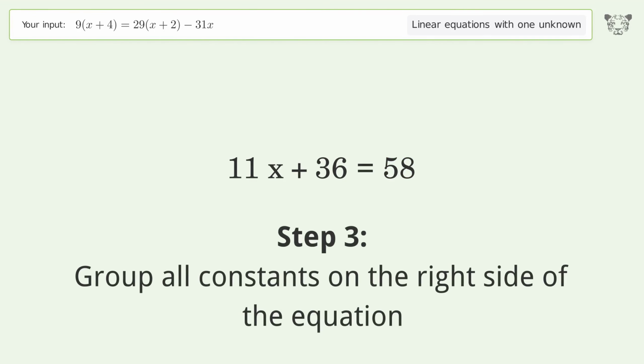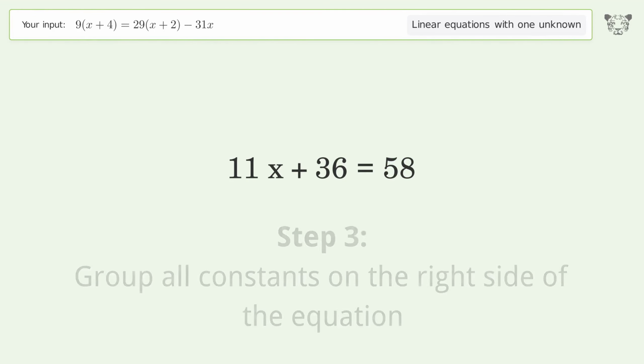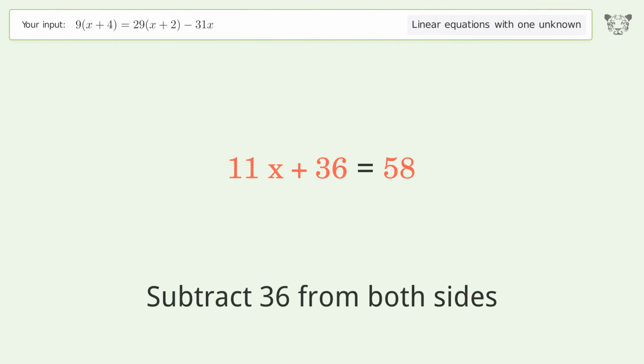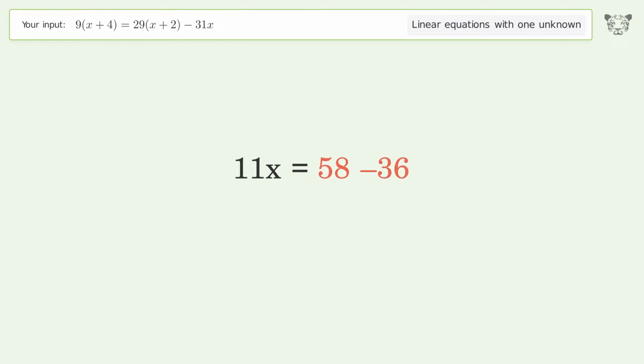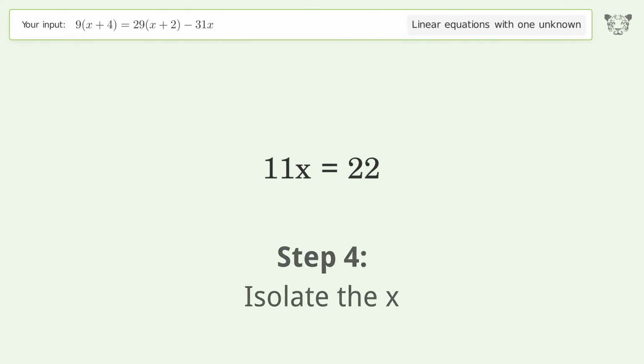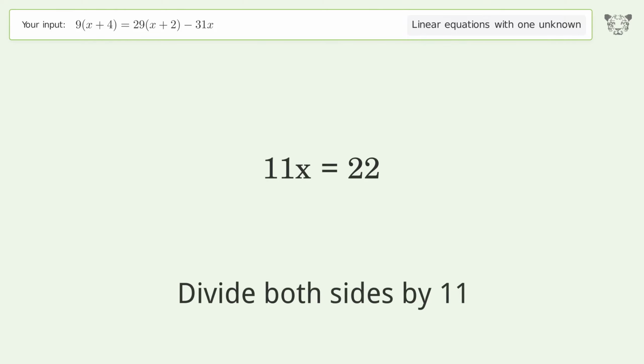Group all constants on the right side of the equation. Subtract 36 from both sides. Simplify the arithmetic. Isolate the x. Divide both sides by 11.